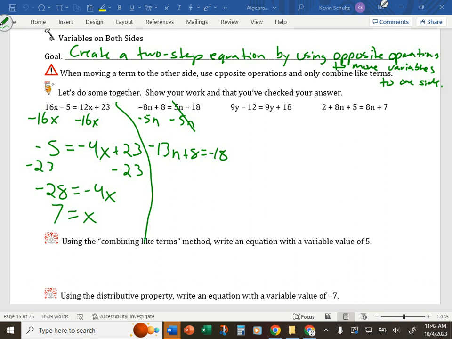Now we've got a two-step equation. We would subtract 8 from both sides. Negative 13n equals negative 26. Negative 18 minus 8, negative 26. Divide both sides by negative 13. And we get n equals positive 2. N equals positive 2.